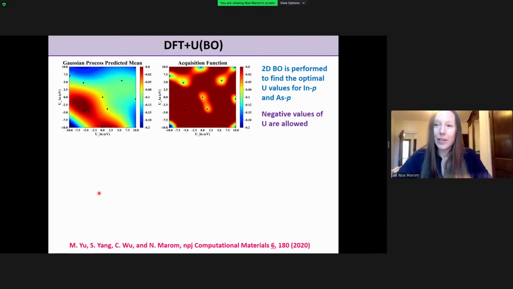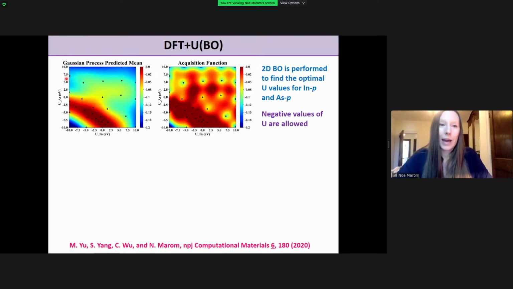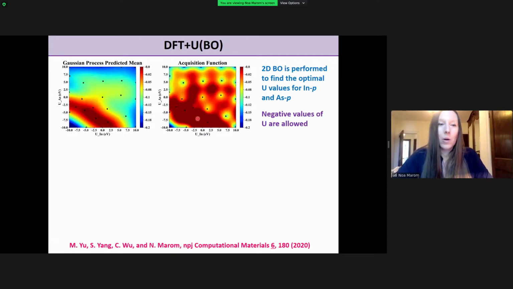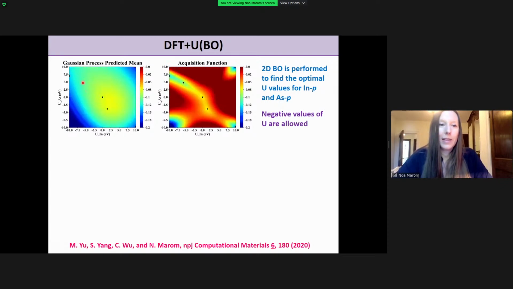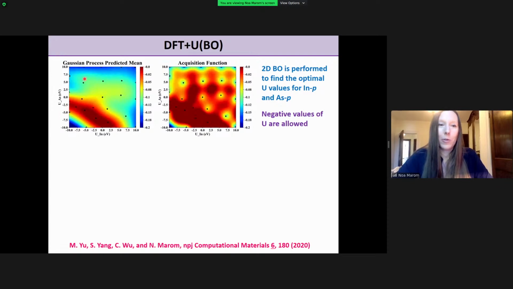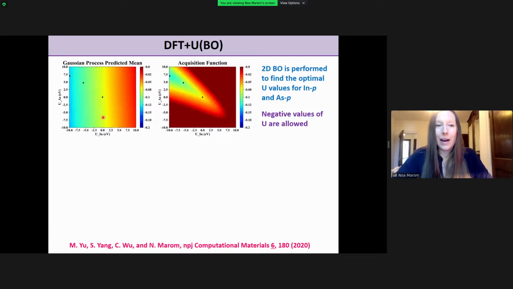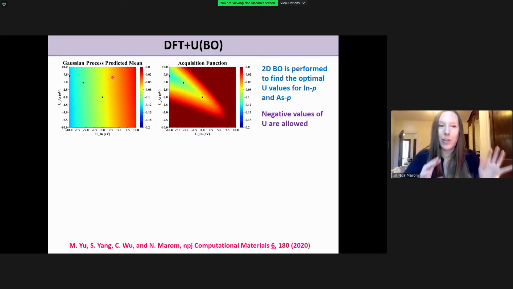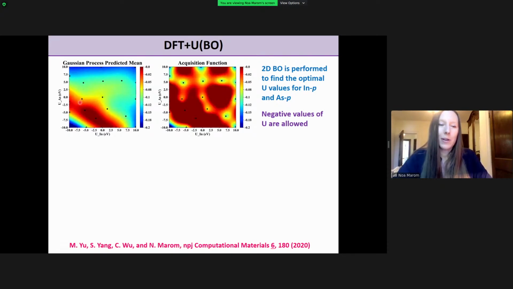The Bayesian optimization has the Gaussian process predicted mean, which is our guess of what the objective function looks like. And then we have an acquisition function, which determines where to sample the next points. So you can see that in the beginning, you sample randomly, and we have no idea what the objective function looks like. But after several iterations, it converges to this region.